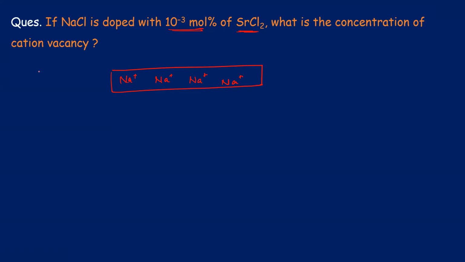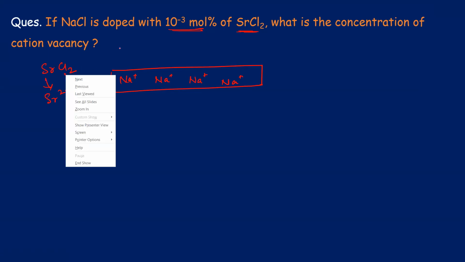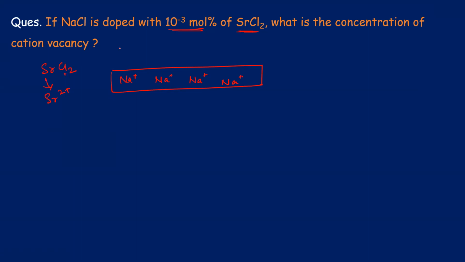Now I want to add only one molecule of SrCl2. When I say SrCl2, I mean Sr2 plus, because Cl is also there in NaCl. So we are not doping Cl. Cl is not a foreign ion. Cl is the ion that is already present. So what is the foreign ion here? What is the impurity here? It is Sr2 plus. Can all of you see that? Yes or no? Please tell me.